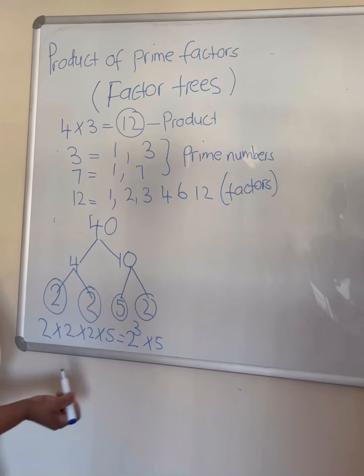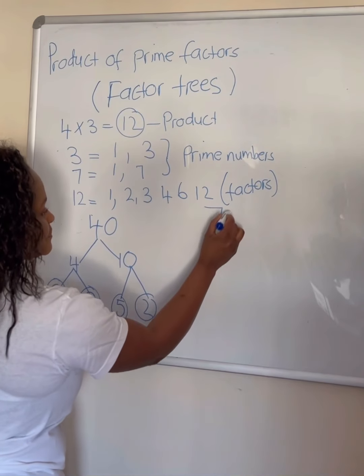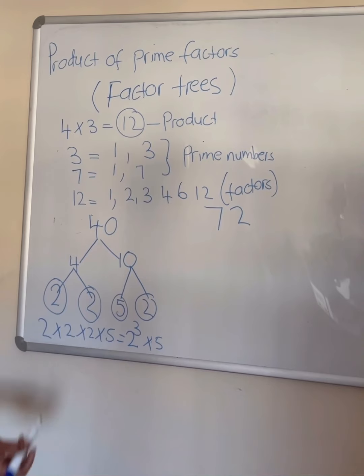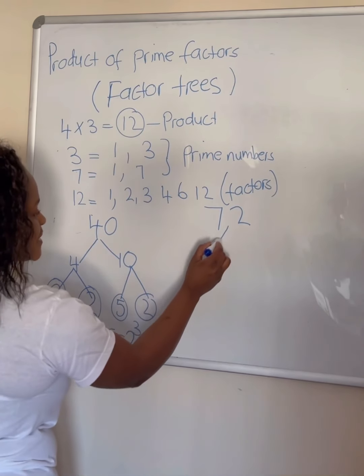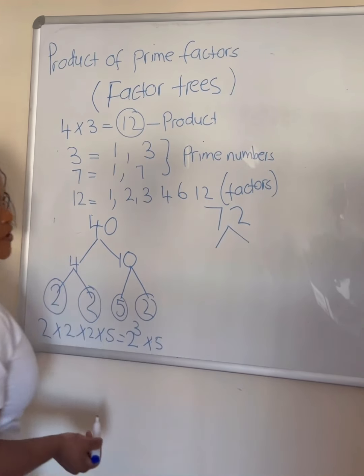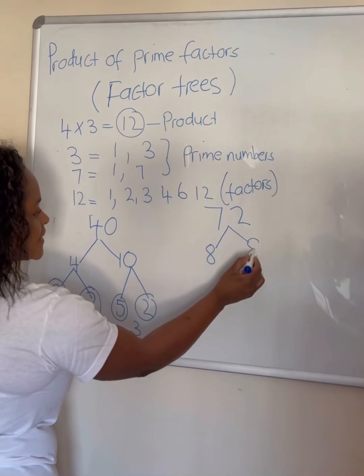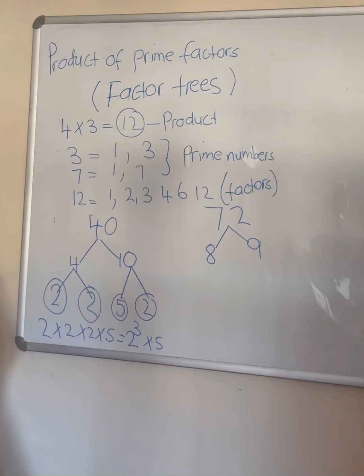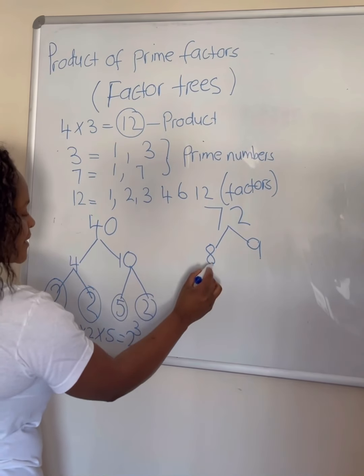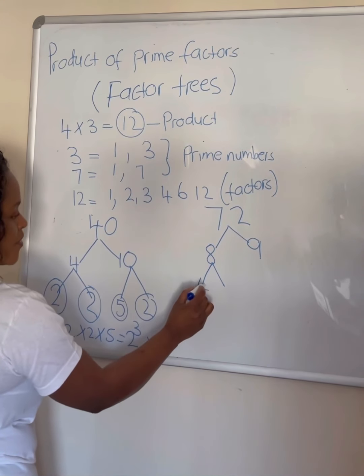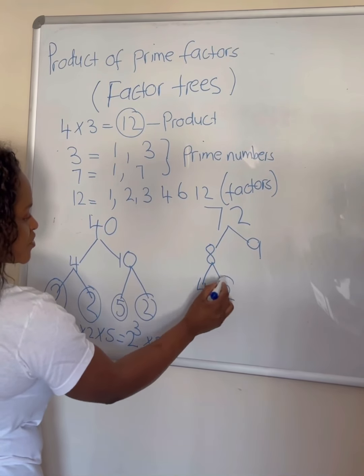Now let's try another one. Let's try 72. I need to make 72 the product of its prime factors. So my 2 branches first, 2 numbers, when you times, you get 72, which is 8 and 9. Is 8 a prime number? No, so I have to go down again. Which 2 numbers, when I times, I get 8, 4 and 2.